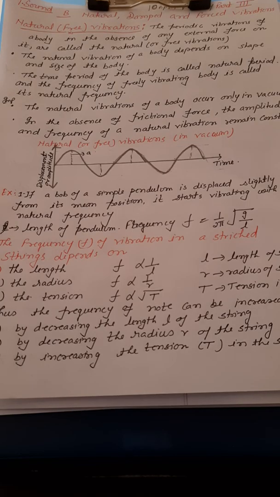Now, I am going to take part B of the sound chapter. Before going to discuss this, one thing I would like to tell you: every body keeps vibrating. They have their own natural frequency. So here, I am going to discuss types of vibrations one by one. And the first type of vibration is natural vibrations.